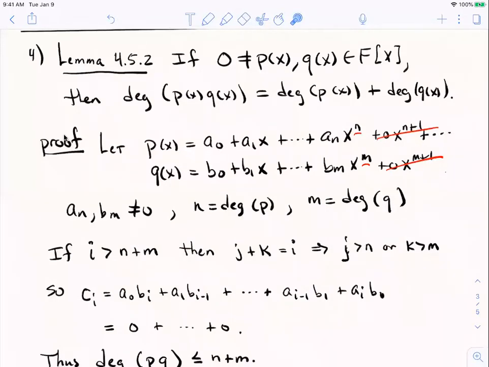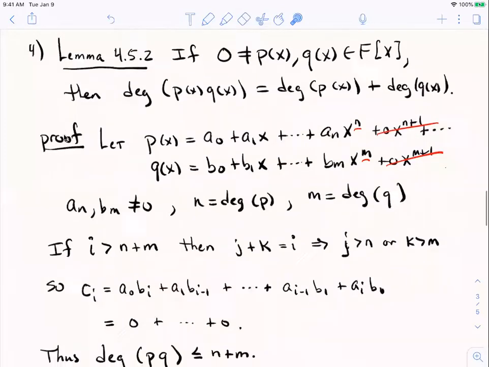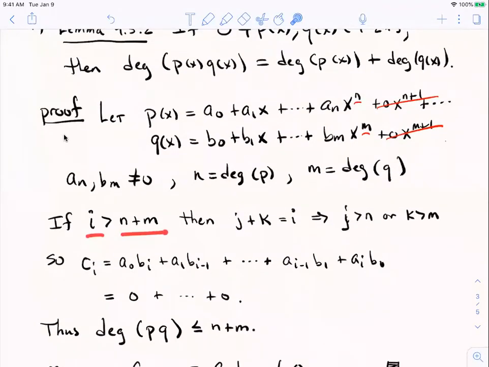Okay? I know I'm talking fast. So if you take some index that's bigger than n plus m, then if j plus k adds up to that number, either j is bigger than n or k is bigger than m. Maybe that's something I should write up and have you prove as an exercise, but I'll just say it out loud right now.